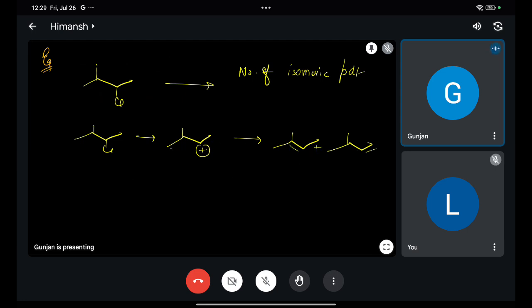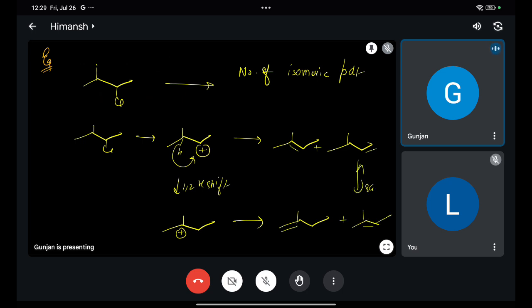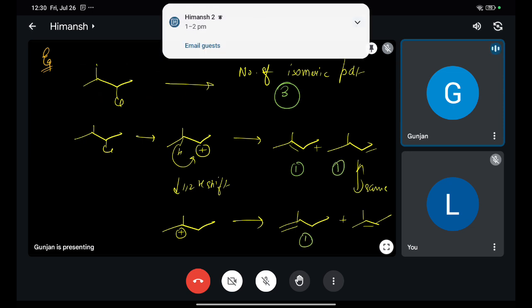So these are two products, but you can also do the rearrangement, a 1,2 hydride shift. Due to the hydride shift, you are getting this type of carbocation. Now when you form that alkene, you will get either this one or this one. So they both are the same only. So we are getting overall three isomers over here. So 3 will be the answer, 1, 2 and 3. So there are 3 isomeric products in this category. Right, Himansh? Any problem? No problem, ma'am.